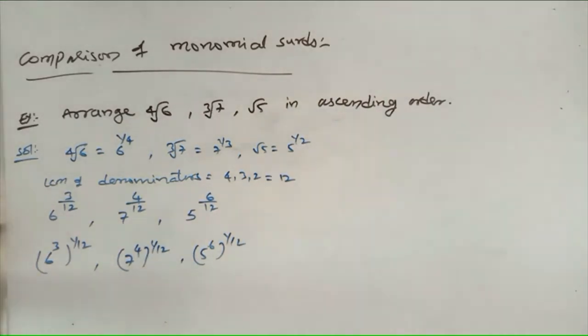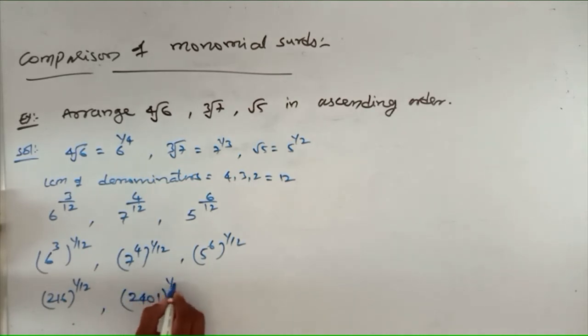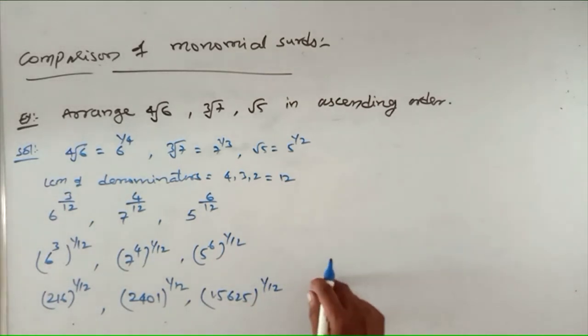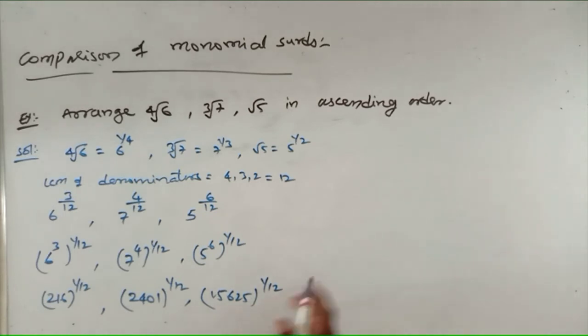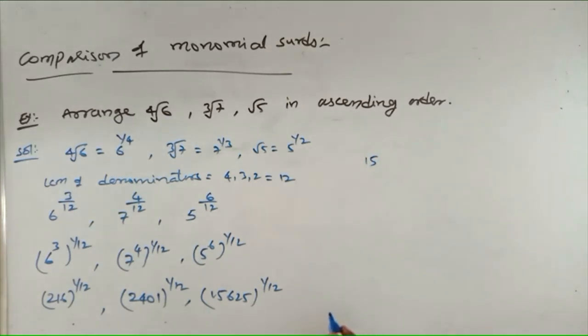Okay, now how much is 6 cube? 6 cube value is 216. So 216 whole to the power of 1 by 12, 7 to the power of 4 value is 2401 whole to the power of 1 by 12, 5 to the power of 6 value is 15625 whole to the power of 1 by 12. Now the powers are equal. Now see the values, which is greater. So I am arranging in ascending order.